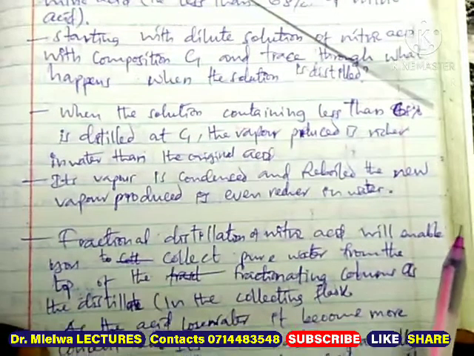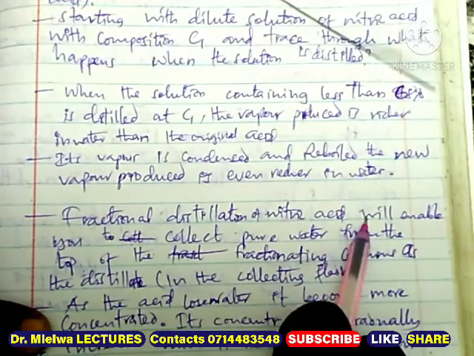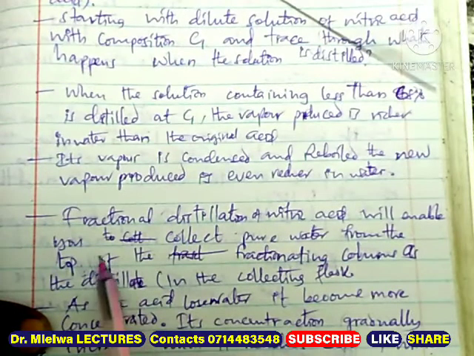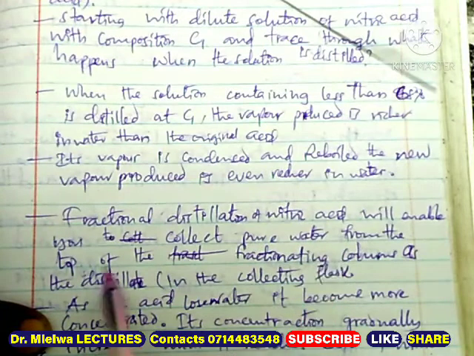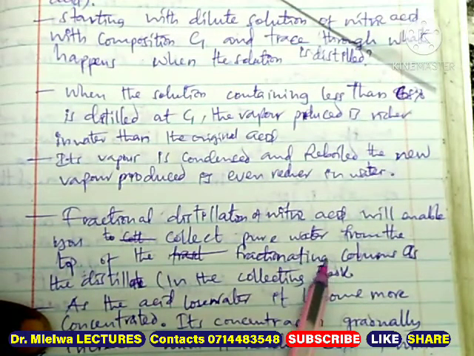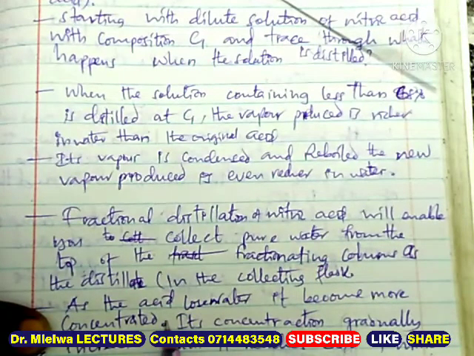So fractional distillation of nitric acid will enable you to collect pure water from the top of the fractioning column, at the distillate in the collecting flask.